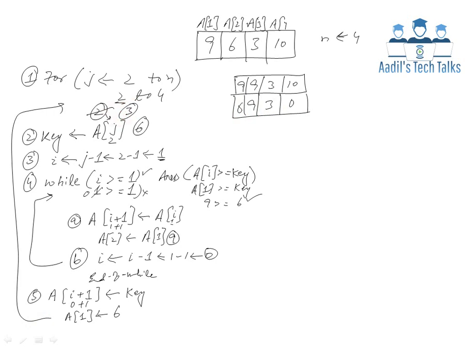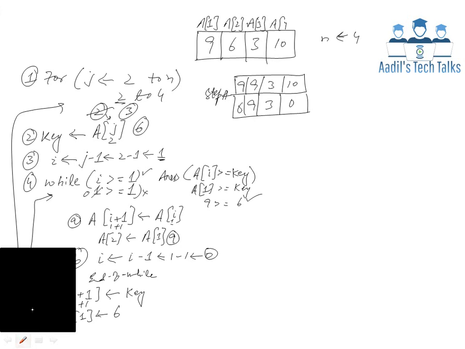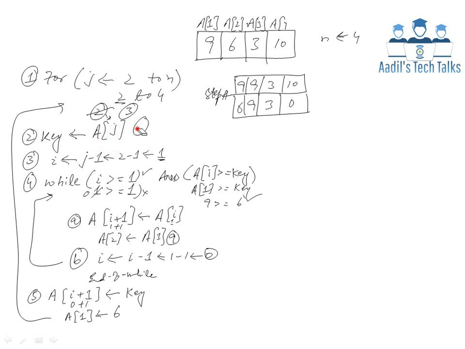So in the first step, 6 is inserted at its proper location, which is 1. Now the value of j becomes 3. So let me erase some not required values, as we have to perform once again.